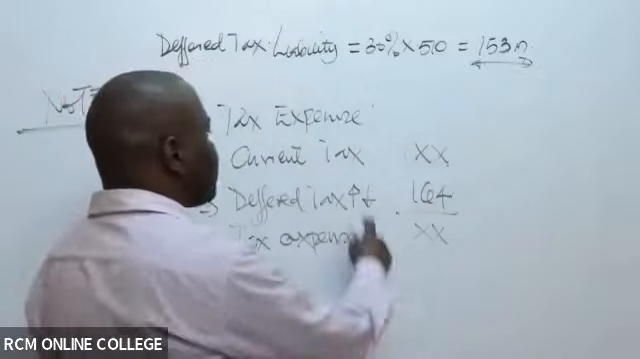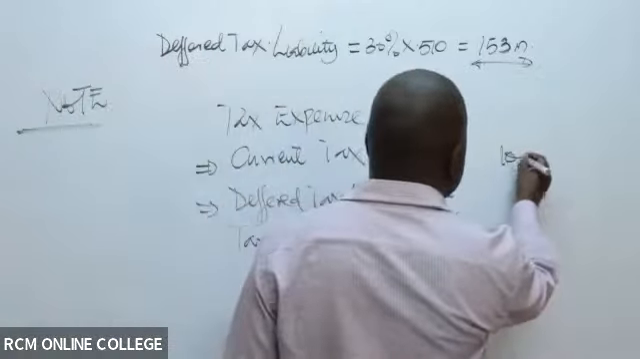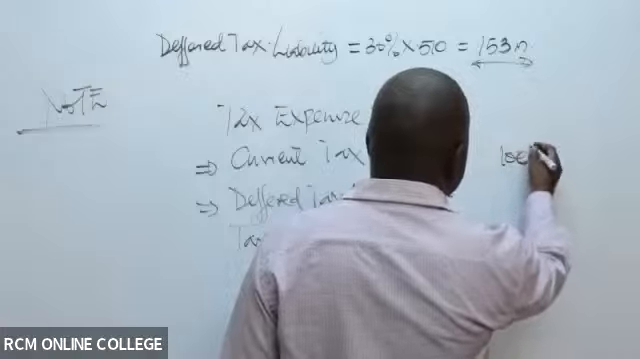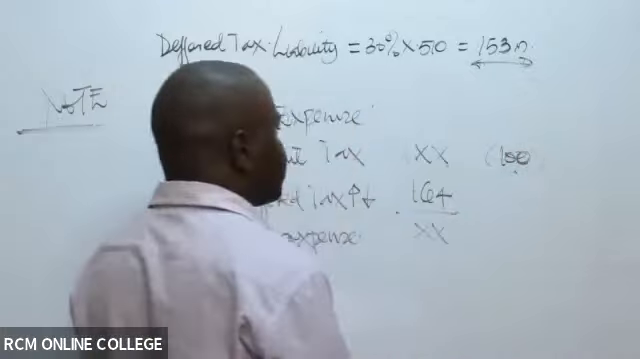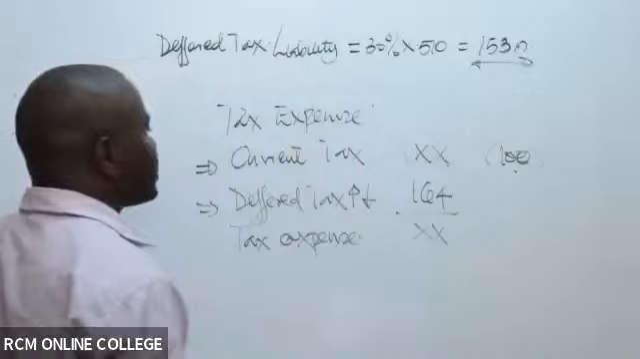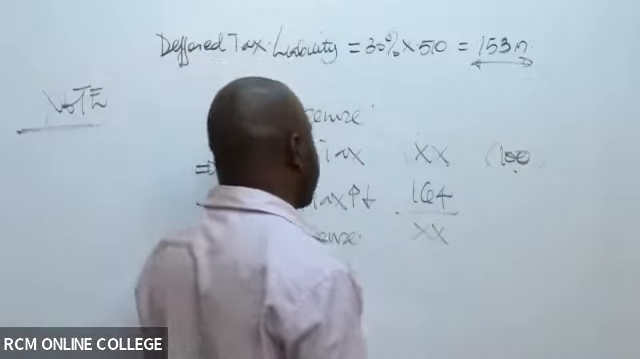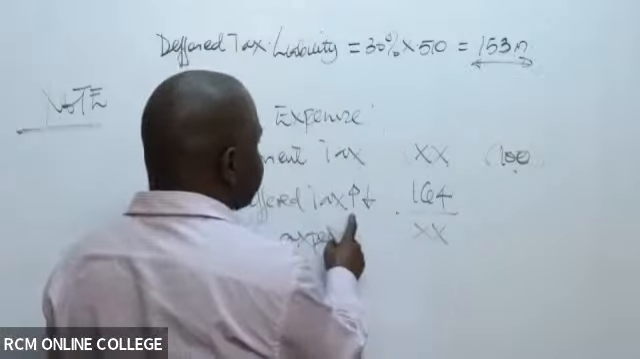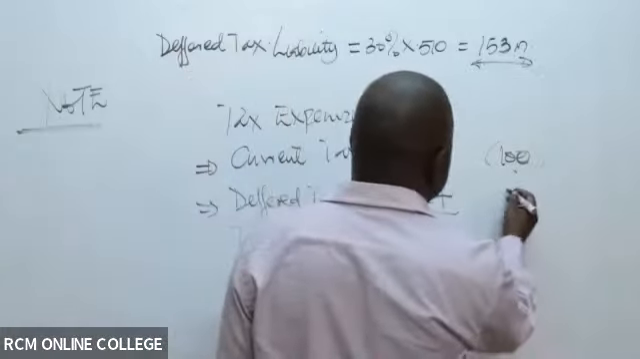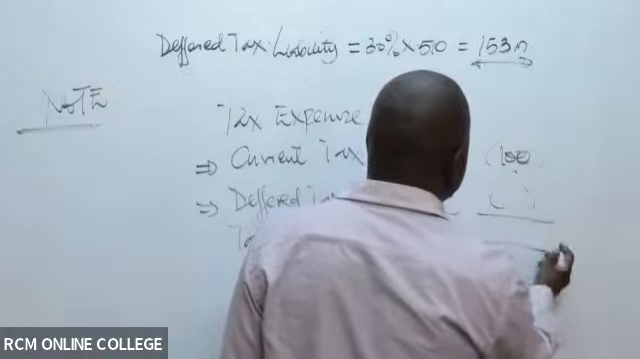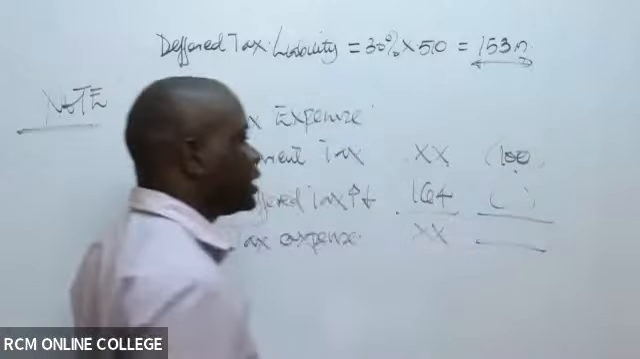So let's say the current tax was 100. Already you know it is 100. That is what you're going to less in your books of accounts or financial statements. And now if this deferred tax is still an expense, it will further reduce your profits.